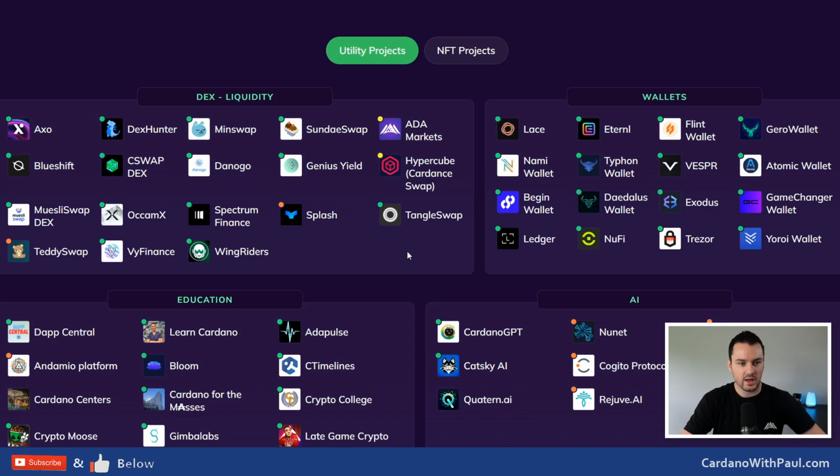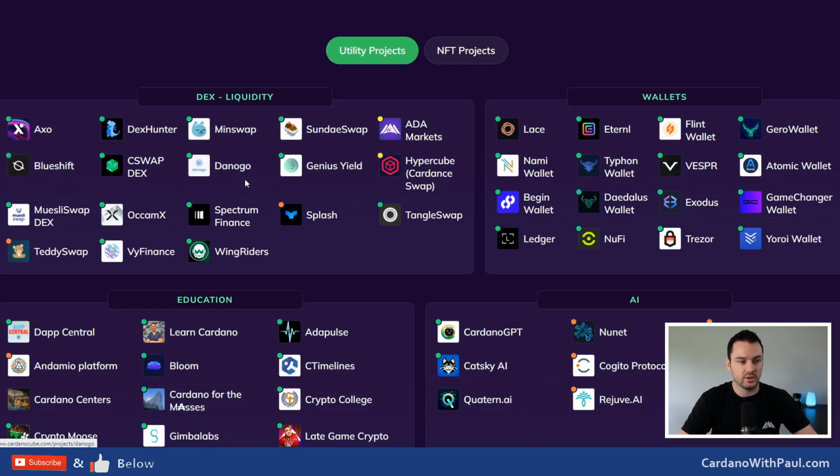So then we also have, in terms of DEXs that are live, Vi Finance and Wing Riders, which are AMM DEXs too. You have Teddy Swap. There's been some changes there in Teddy Swap lately, so I'm not sure what's actually happening going forward. You've got Occam. I think they have pretty much disappeared at this stage. You have Tangle Swap, recently launched on Milkomeda, which is the EVM sidechain for Cardano. And then Blue Shift as well, which I've had the team on here. They look at kind of giving people access to different Cardano native assets through an EVM side.